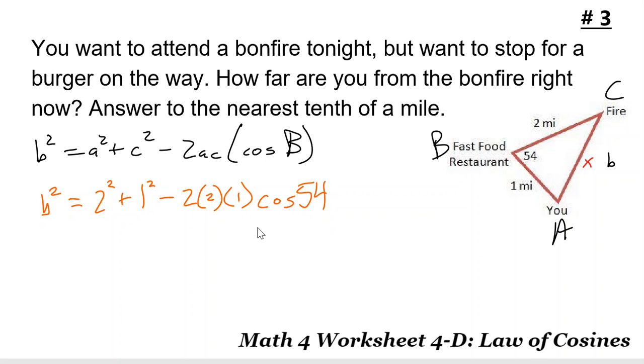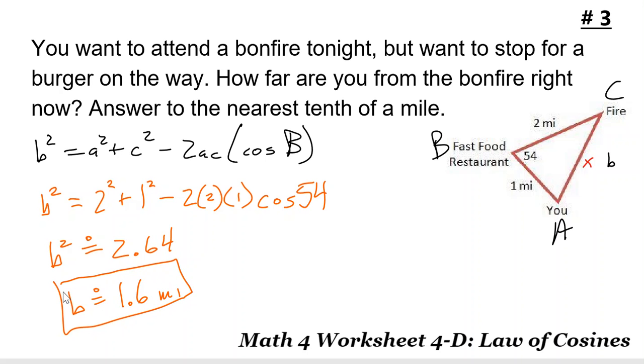So when I punch that in the calculator, I get 2.64 for b squared. And remember, you're not done yet. When I take the square root of that beast, I get 1.6275. So it is about 1.6 miles directly from you to the bonfire.